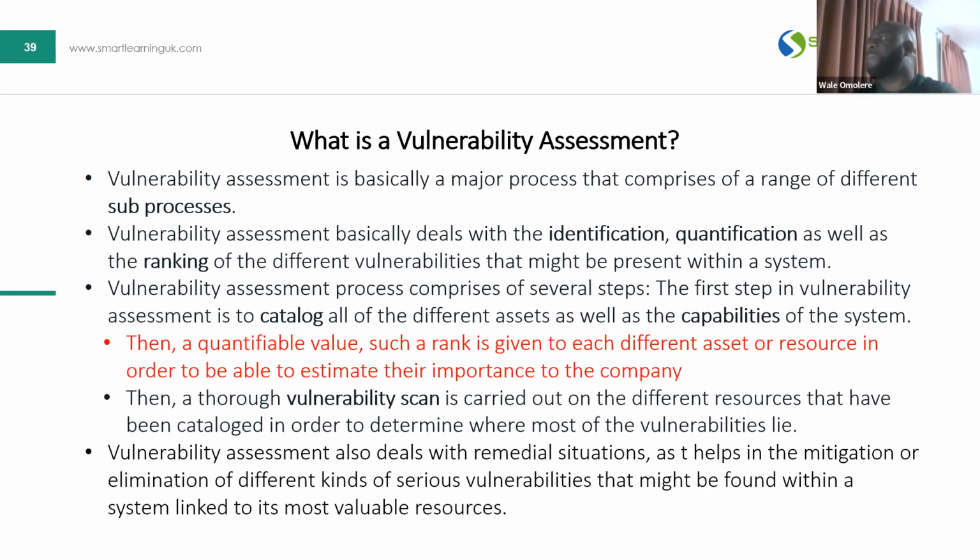The vulnerability assessment process comprises several steps. The first step in vulnerability assessment is to catalog all of your different assets as well as the capability of the system. Note that word, catalog. Everybody knows what catalog is. And also the capability of the system. Cataloging your assets is not your cup of tea. It is not your responsibility. That's why having a RACI matrix developed around vulnerability management is very, very important, because if you do not have it, you will be overwhelmed with work.